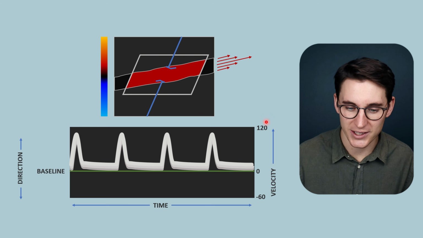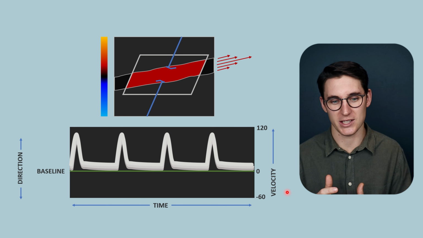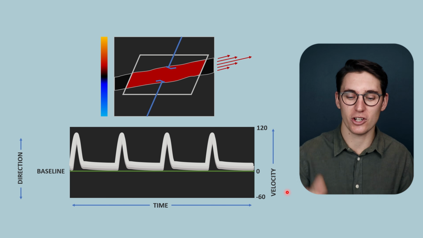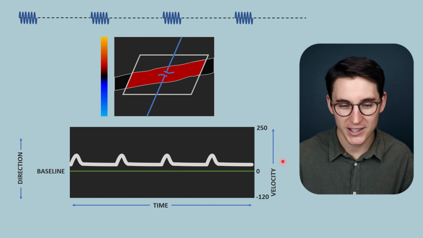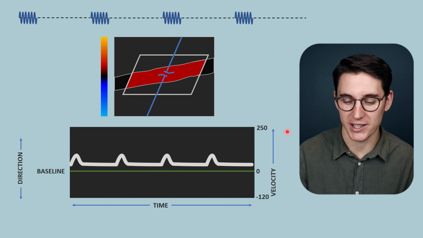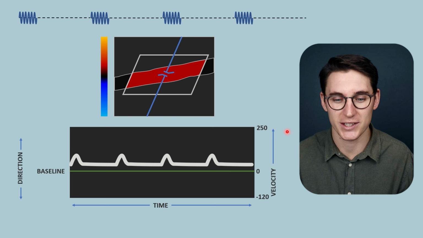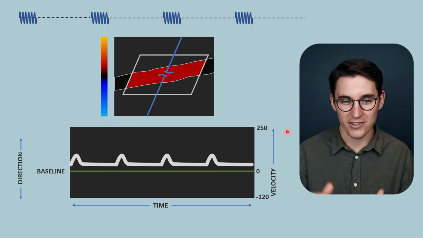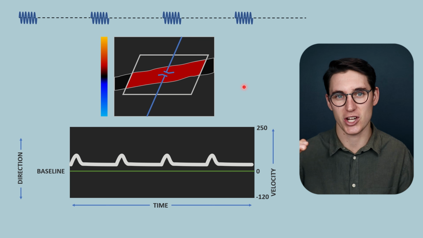Now I mentioned earlier that the velocity scale here is determined by our pulse repetition frequency. When we change the velocity scale, the look of our waveform would change. Now here we've only changed the scale here. The maximum velocity that we are now displaying is 250 centimeters per second, where previously it was 120 centimeters per second. Now nothing has changed in the velocity of the blood here, only our scale has changed.